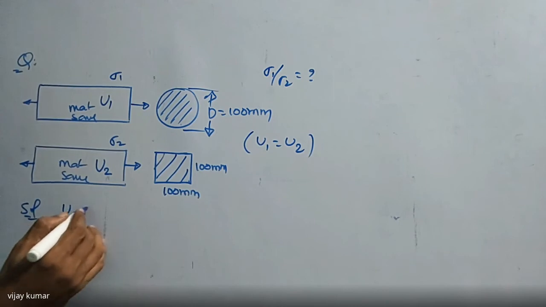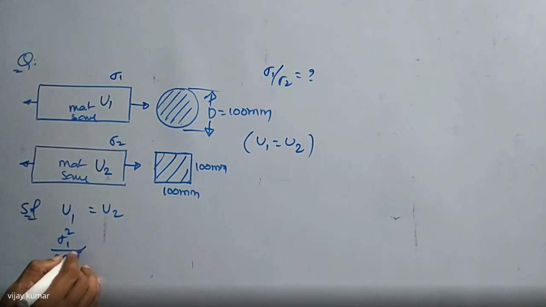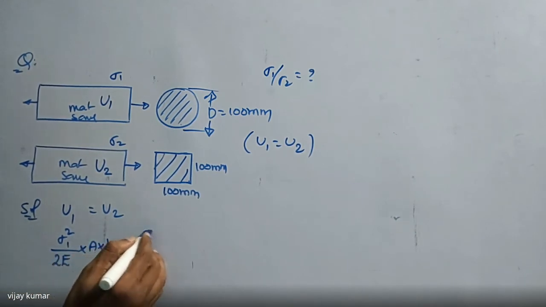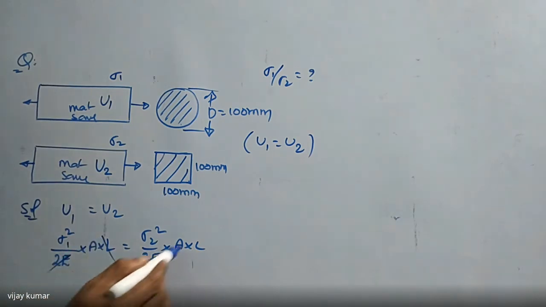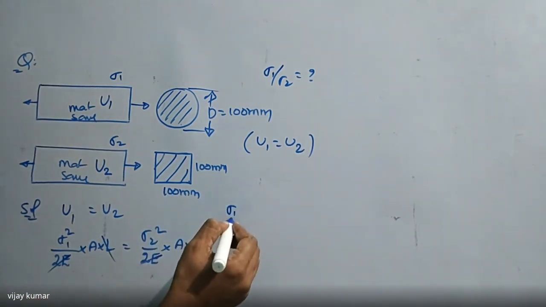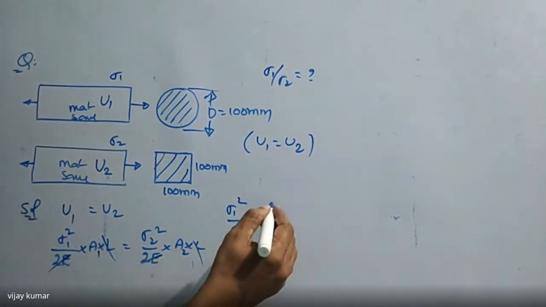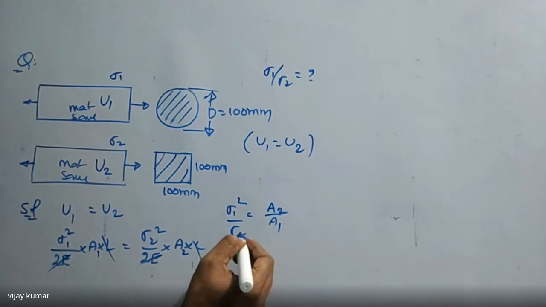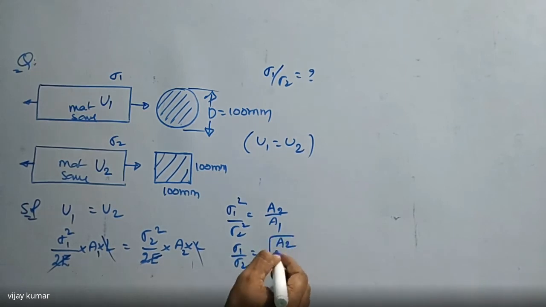Solution: U1 is equal to U2. U1 is nothing but sigma 1 square by 2E into volume, which is area into length. Sigma square by 2E into area into L. Since both are made of the same material, 2E cancels. Both have the same length. So sigma 1 square divided by sigma 2 square is equal to A2 divided by A1. So sigma 1 divided by sigma 2 is equal to square root of A2 by A1.